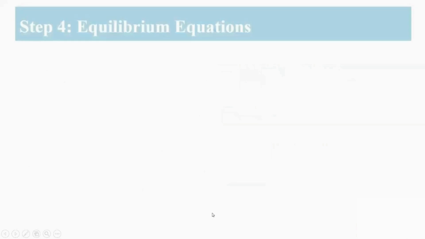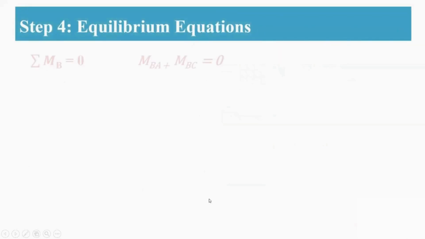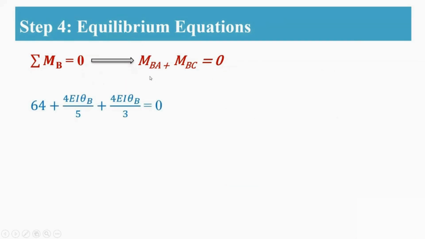Next, coming to your next step, we are going to use the equilibrium equation. Here you only have a joint at B, therefore sigma MB will be equal to 0. That means moment BA plus moment BC will be equal to 0. This is a joint equilibrium condition. By substituting the MBA moment and MBC moment, the equation will become like this.